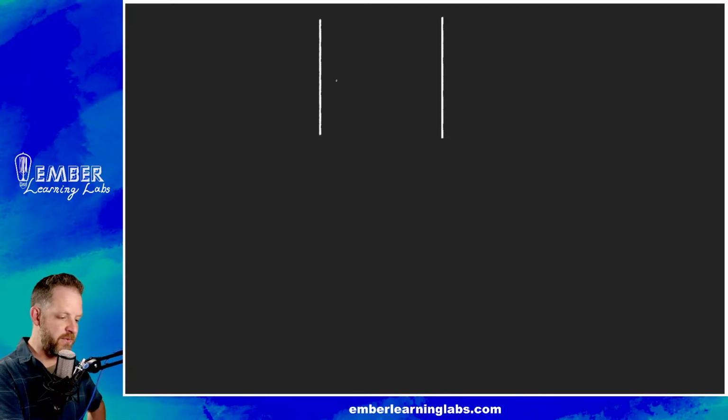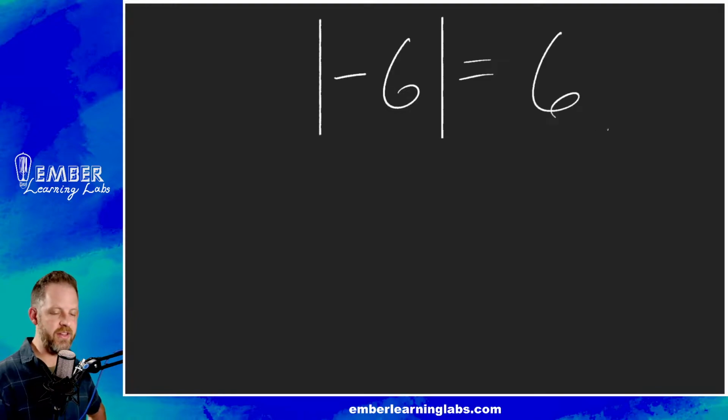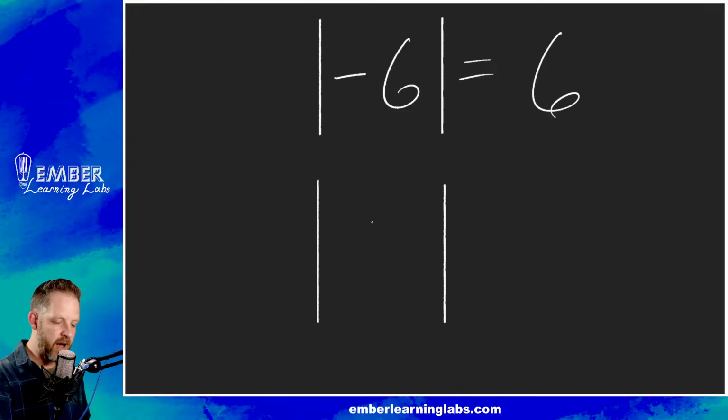So what does absolute value do? If we have the absolute value of -6, what does that equal? The absolute value of -6 equals +6. That makes sense. That's no big deal, right? So what about the absolute value of +5? What is the absolute value of +5?